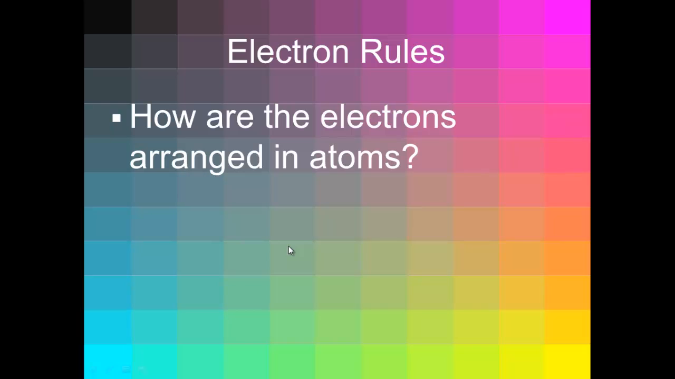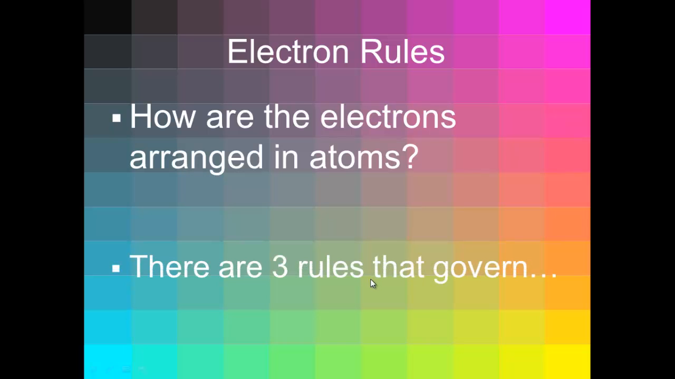So, our big idea for today, how are the electrons arranged in atoms? We're still kind of going off of what we talked about last time. But there are three rules that control how we write down those addresses for the electrons.